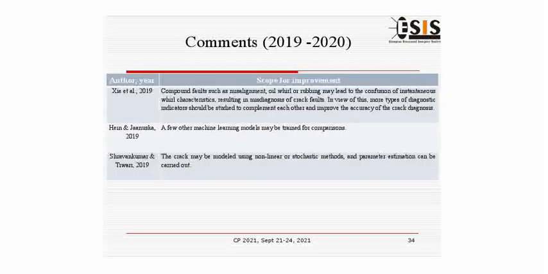Again, my comments for them. For She et al. 2019, compound faults such as misalignment, oil whirl, or rubbing may lead to the confusion of instantaneous whirl characteristics, resulting in misdiagnosis of crack faults. In view of this, more types of diagnostic indicators should be studied to complement each other and improve the accuracy of crack diagnosis. Hein and Januska, a few other machine learning models may be trained for comparisons as they have taken only random forest classifier in their approach.